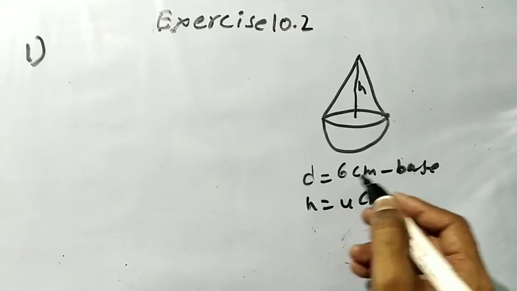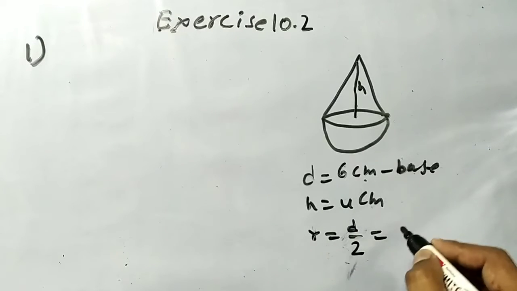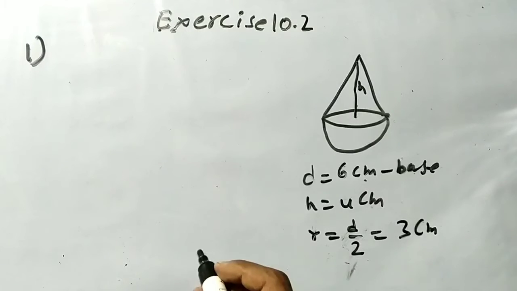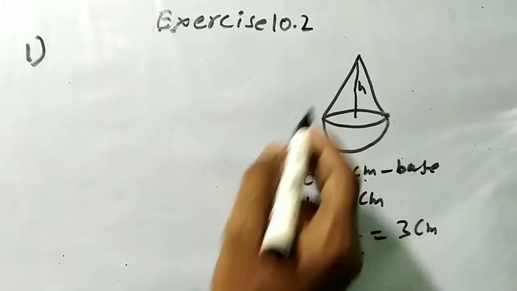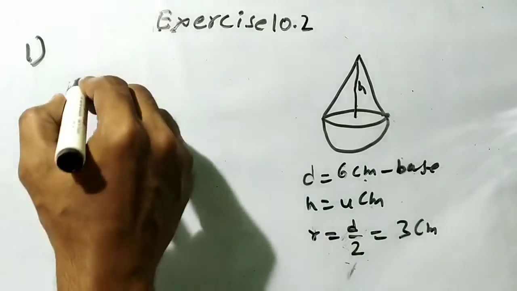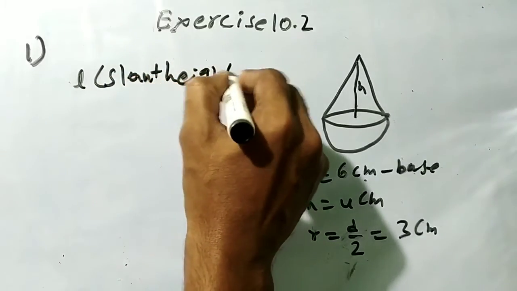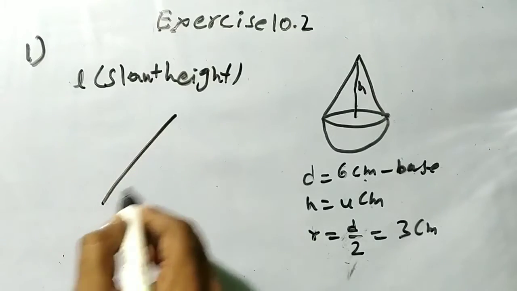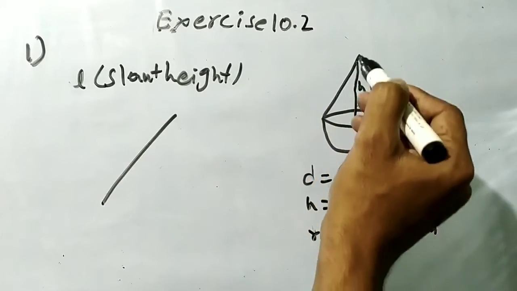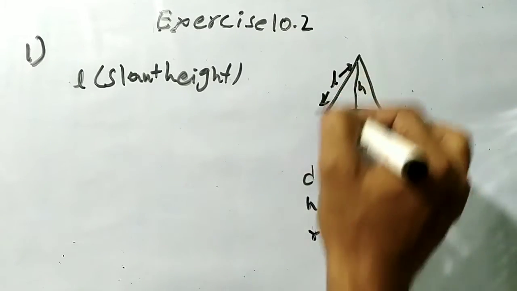So here D is equal to 6 centimeters. We know that R is equal to D by 2, so 6 becomes 3 centimeters. They have given the height of the cone as 4 centimeters. We have to find the slant height, because in order to find the CSA, the curved surface area of a cone, we need L, the slant height. This is the straight height, this is the slant height. L is the slant height.